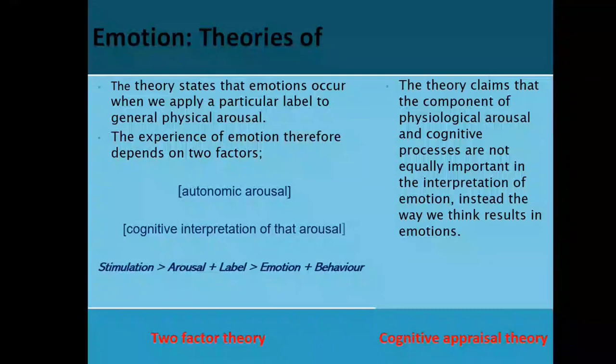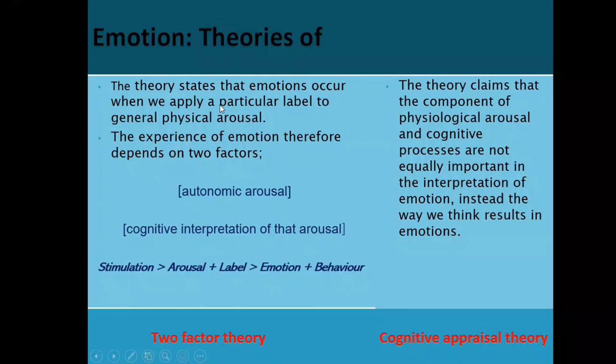The theory states that emotions, remember, theory is a theoretical aspect or knowledge that has been built by someone. We refer to them as theorists. The theory states that emotions occur when we apply a particular label to general physical arousal. The experience of emotions, therefore, depends on two factors.